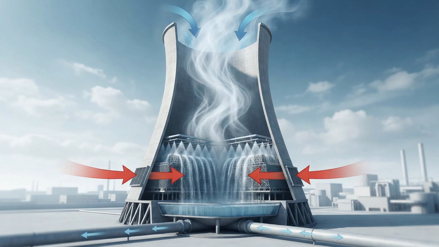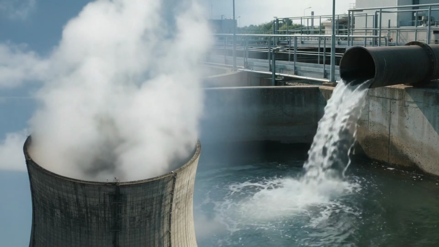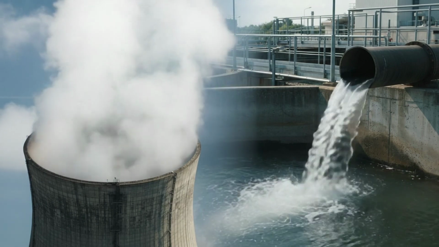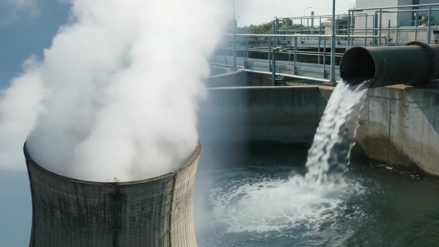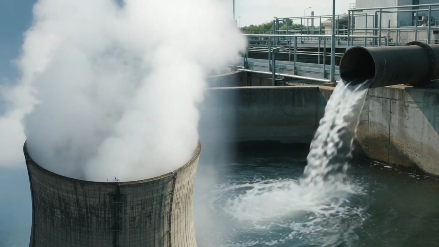In data centers, hot air from the servers is routed over large cooling towers, where it comes into contact with recirculating water. The water absorbs the heat, a small portion evaporates and escapes as water vapor, carrying that energy away. The remaining cooler water is then sent back to continue absorbing more heat.